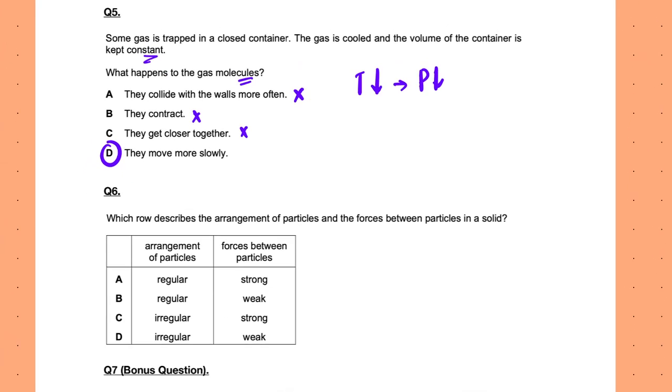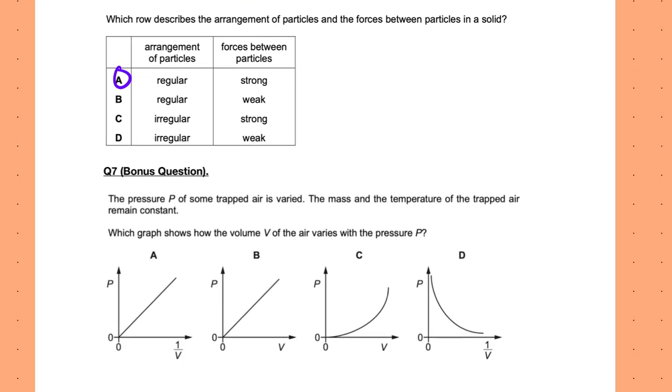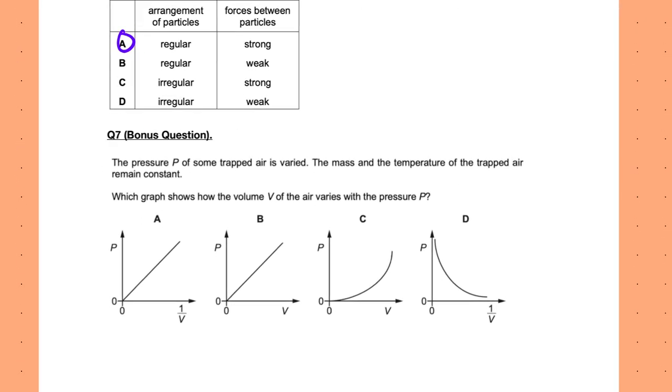Question 6. Which row describes the arrangement of particles and the forces between particles in a solid? So arrangement is regular, forces are strong. That's option A. Question 7. The bonus question. The pressure of some trapped air is varied, mass and temperature of the trapped air remain constant. Which graph shows how the volume of the air varies with the pressure P?